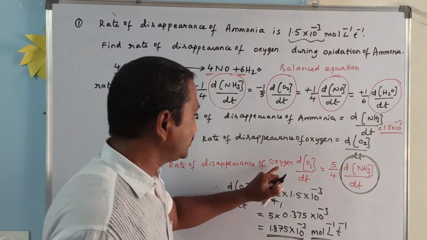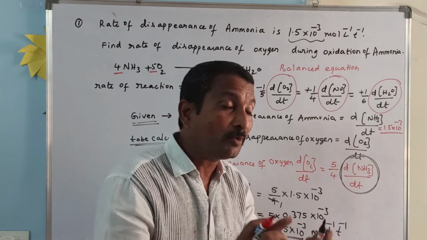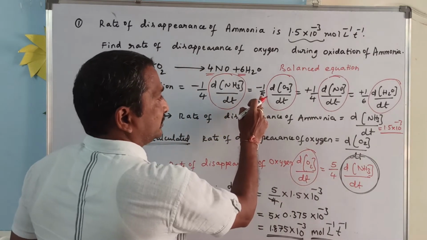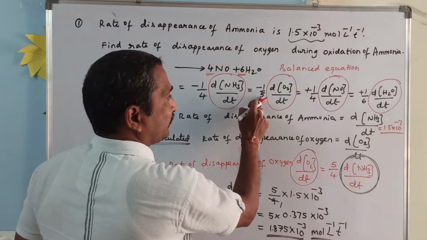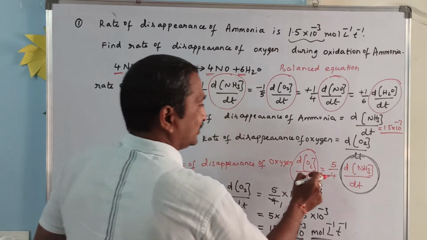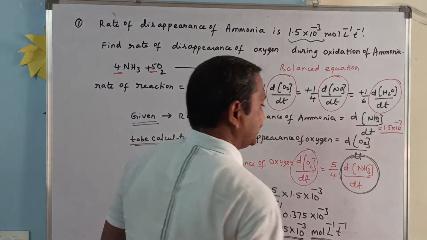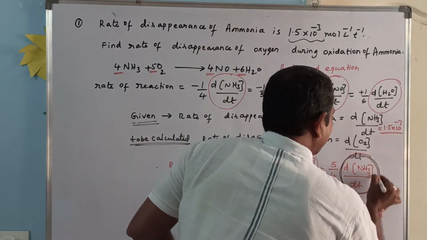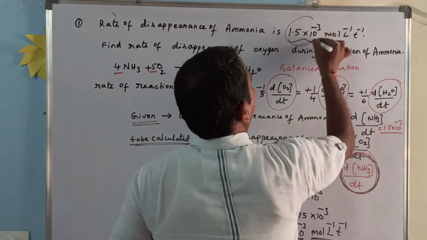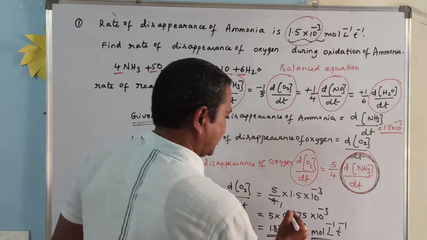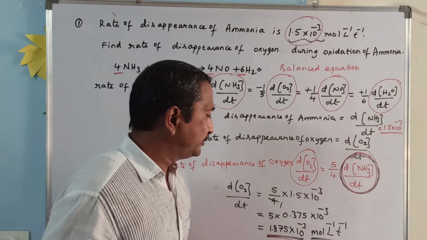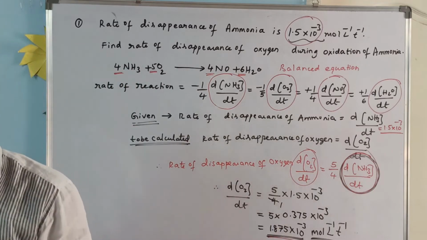Therefore, the rate of disappearance of oxygen. What is the relation between oxygen and ammonia? The rate of disappearance of oxygen is equal to, see this one, we should change this 5 from this side to this side. So, 5 by 4 d of NH3 by dt. What is the value of d of NH3 by dt given in our problem? 1.5 into 10 power minus 3. So finally 1.875 into 10 power minus 3. Note down fast.